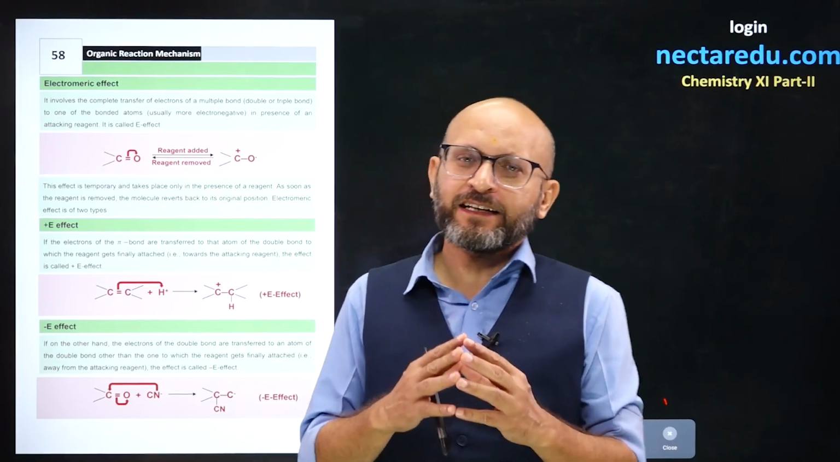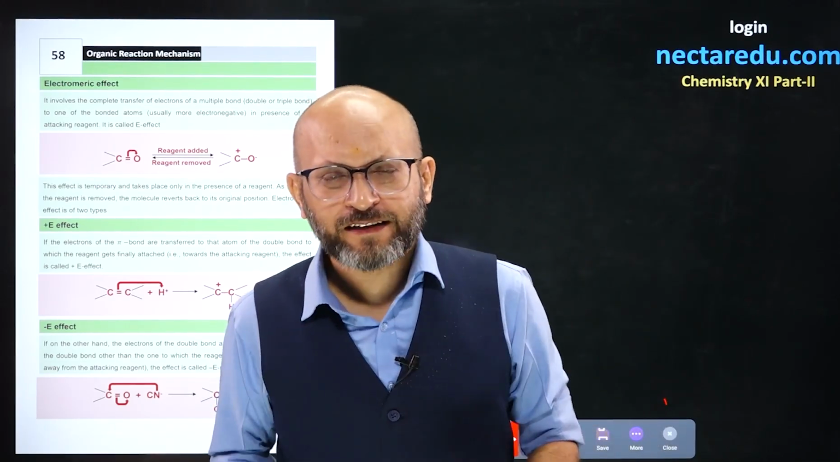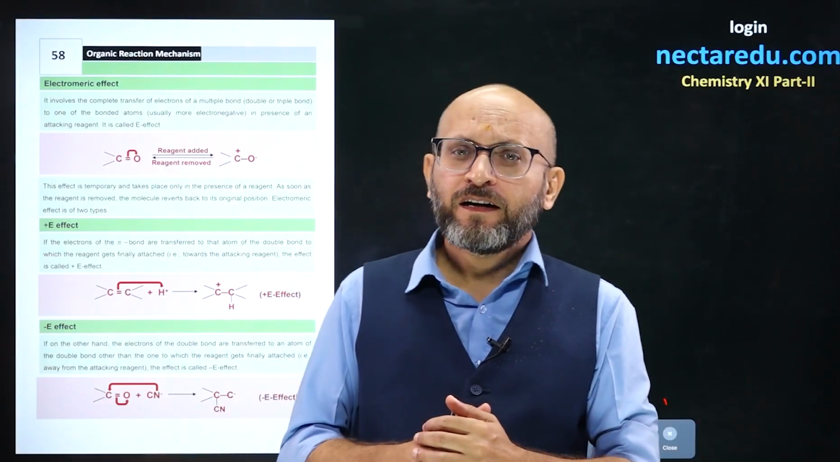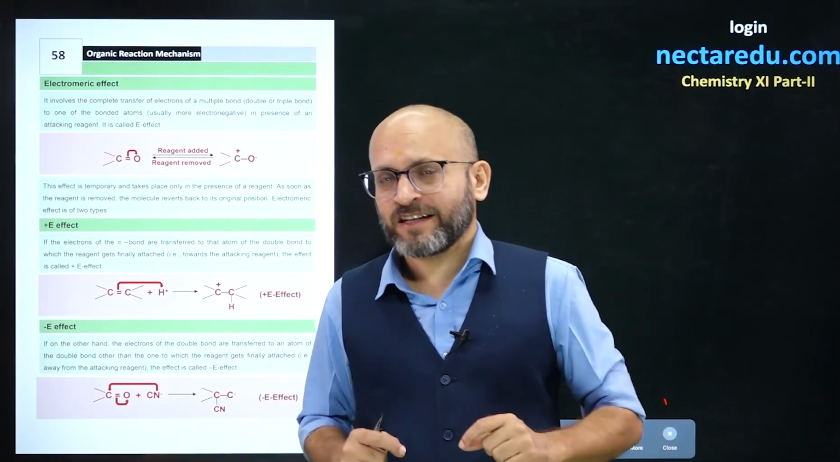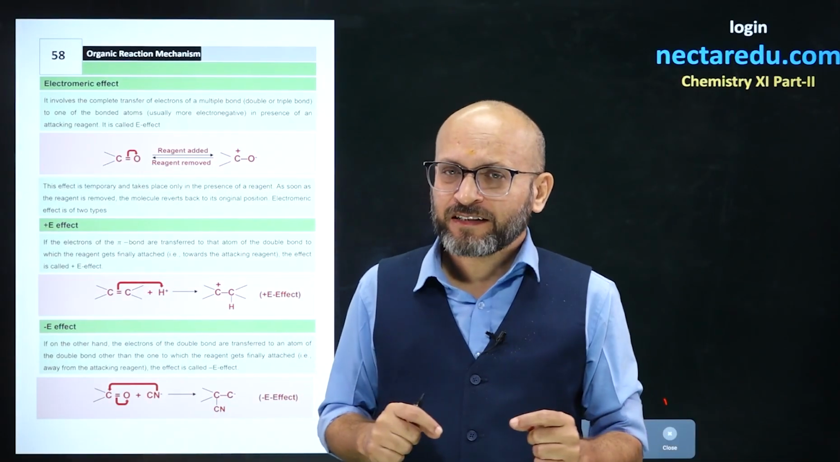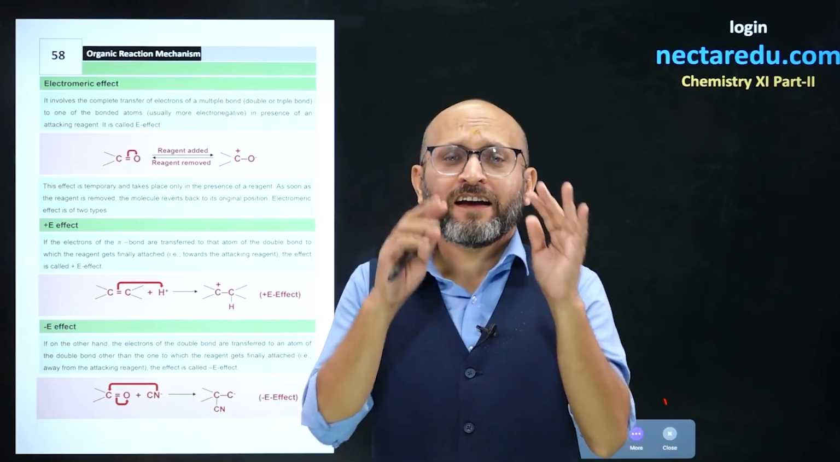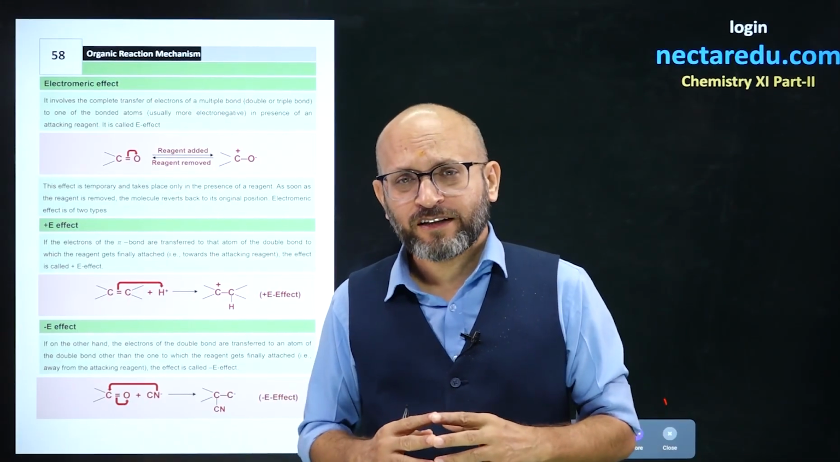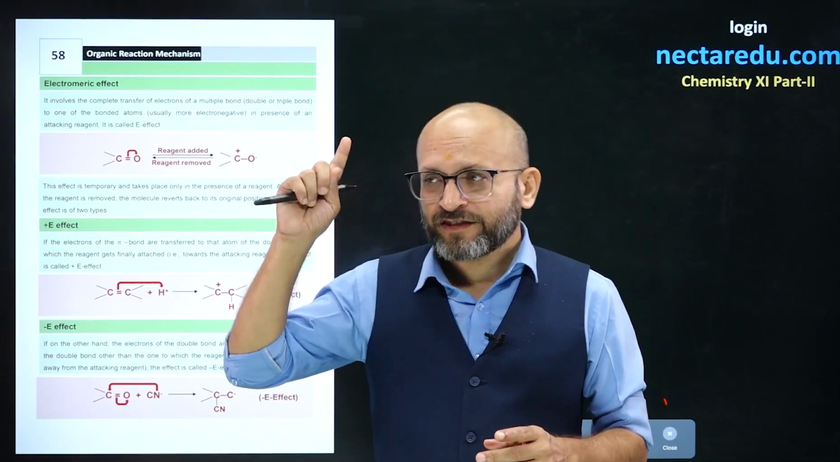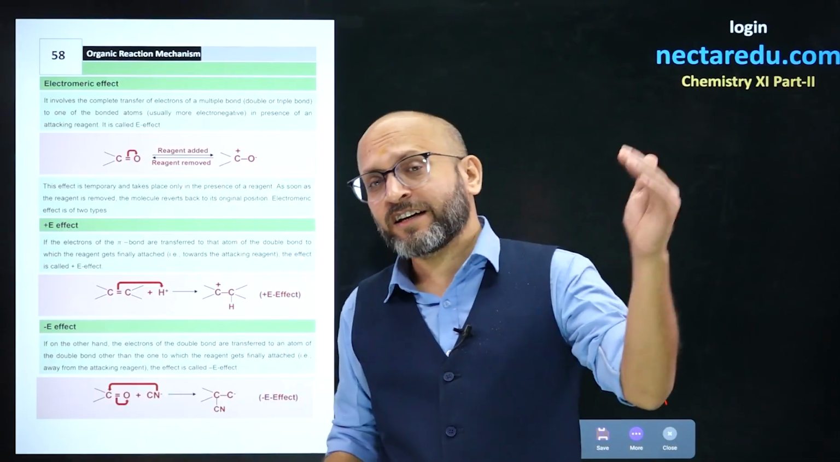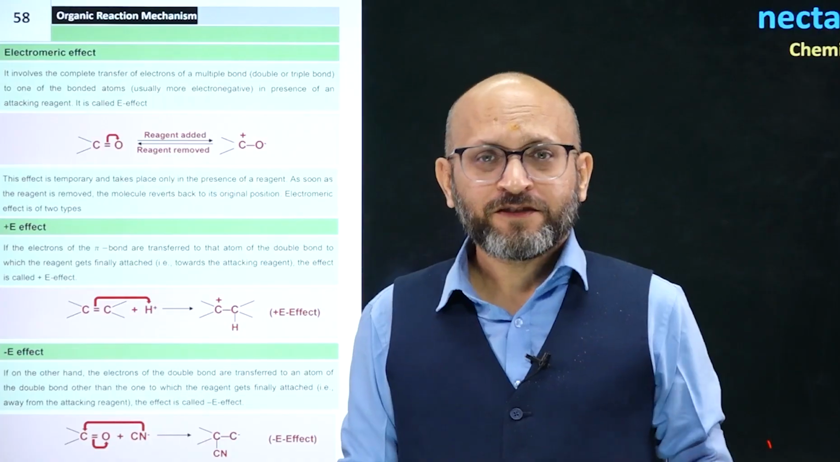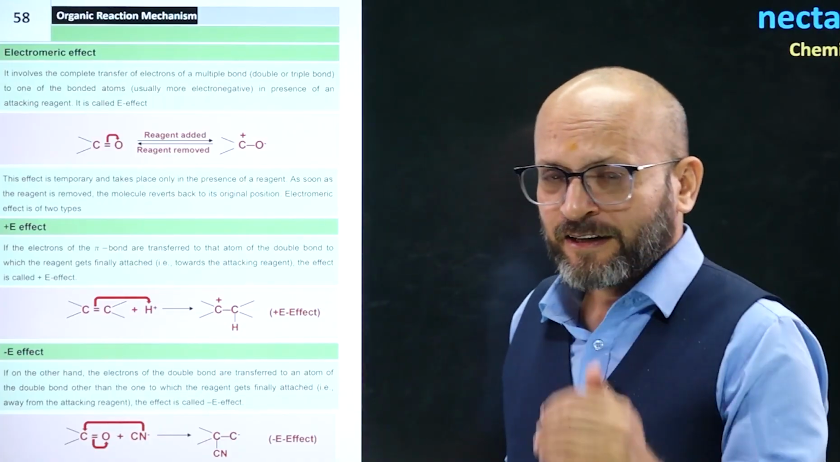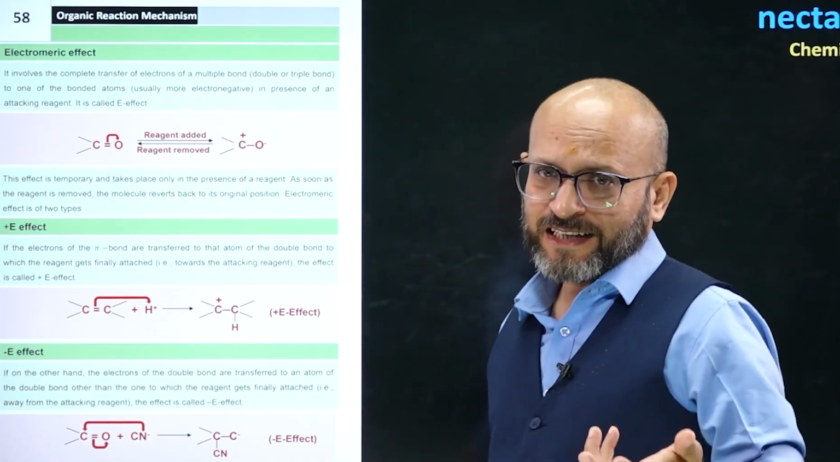Electromeric effect is basically an electronic effect that depends on a reagent which has been taken. It is a temporary effect. It will not be there if the reagent is not there. It is there when the reagent is there, and it is not there when the reagent is not there. So you have to remember how it is basically created.